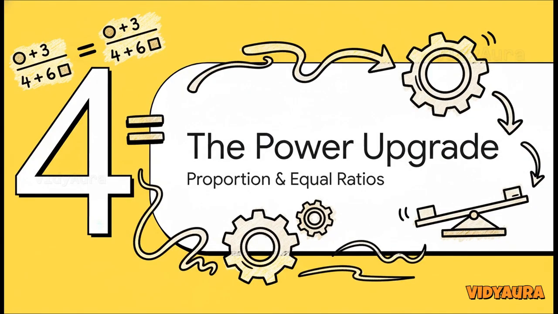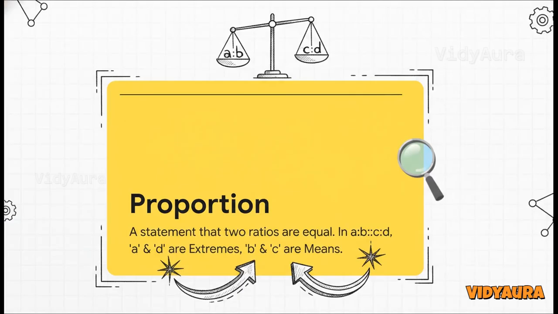What happens when you have two ratios that look different but are actually equal? Well, that special relationship has a name, and it's a real game changer. It's called a proportion. A proportion is really just a statement saying, hey, these two ratios are equal. We write it out like this. A is to B as C is to D.